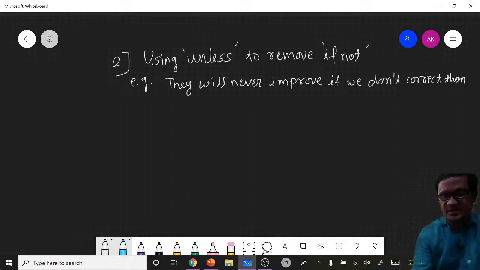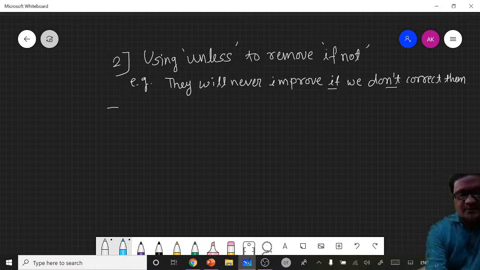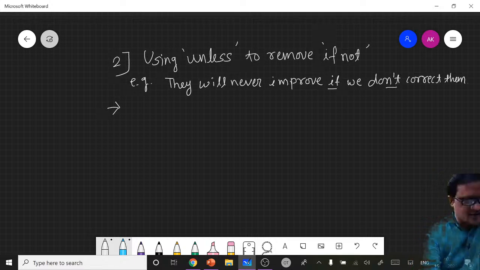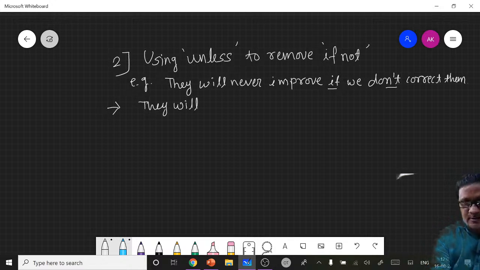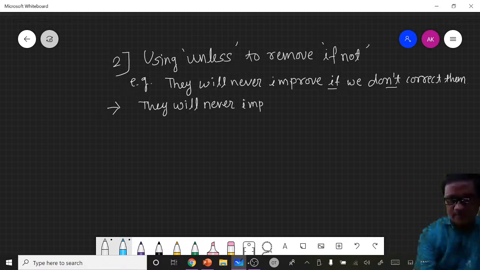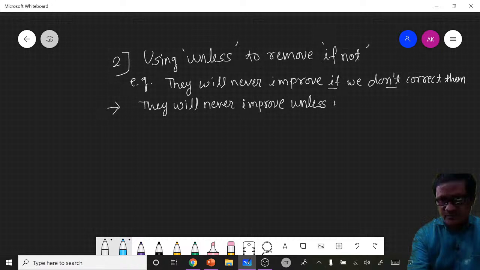It means instead of if and not, don't, here, if don't, we are changing into an affirmative sentence. Don't indicates that it's a negative. So I'm using this unless structure. They will never improve unless we correct them.